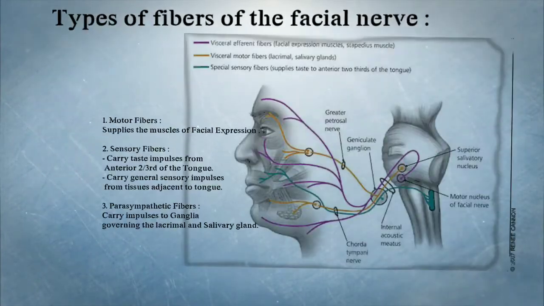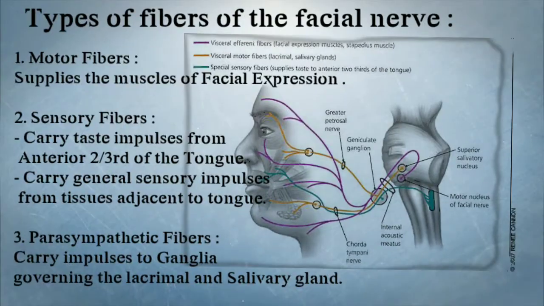Now next we'll be seeing the types of nerve fibers the facial nerve carries. So those are motor fibers, sensory fibers and parasympathetic fibers. The motor fibers supply to the muscles of facial expressions and the sensory fibers supply to the anterior part of the tongue and the tissues that are adjacent to the tongue. Now, parasympathetic fibers carry impulses from the ganglia governing the lacrimal and certain salivatory glands.